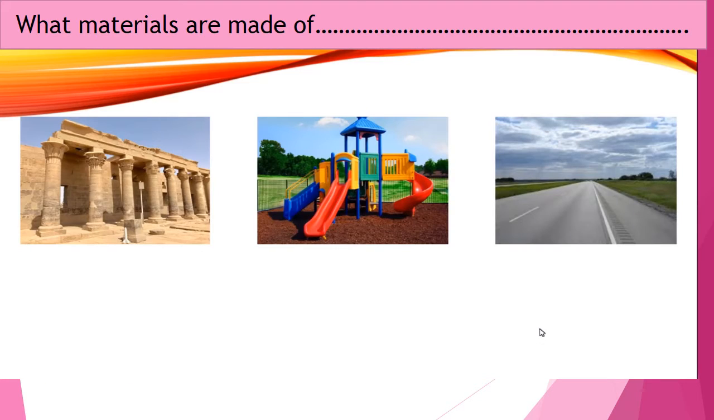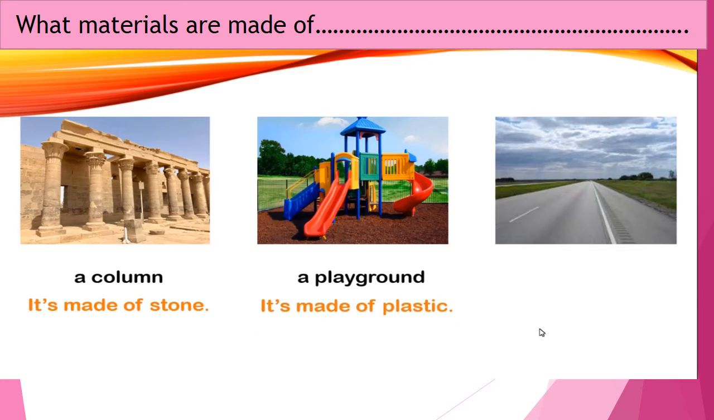Next pictures. What is this on picture 1? It's a column. What material is it made of? It's made of stone. Next, what is this? It's a playground. What material is it made of? It's made of plastic. Next, what is this on picture 3? It's a road. What material is it made of? It's made of concrete. Okay, you will copy them.